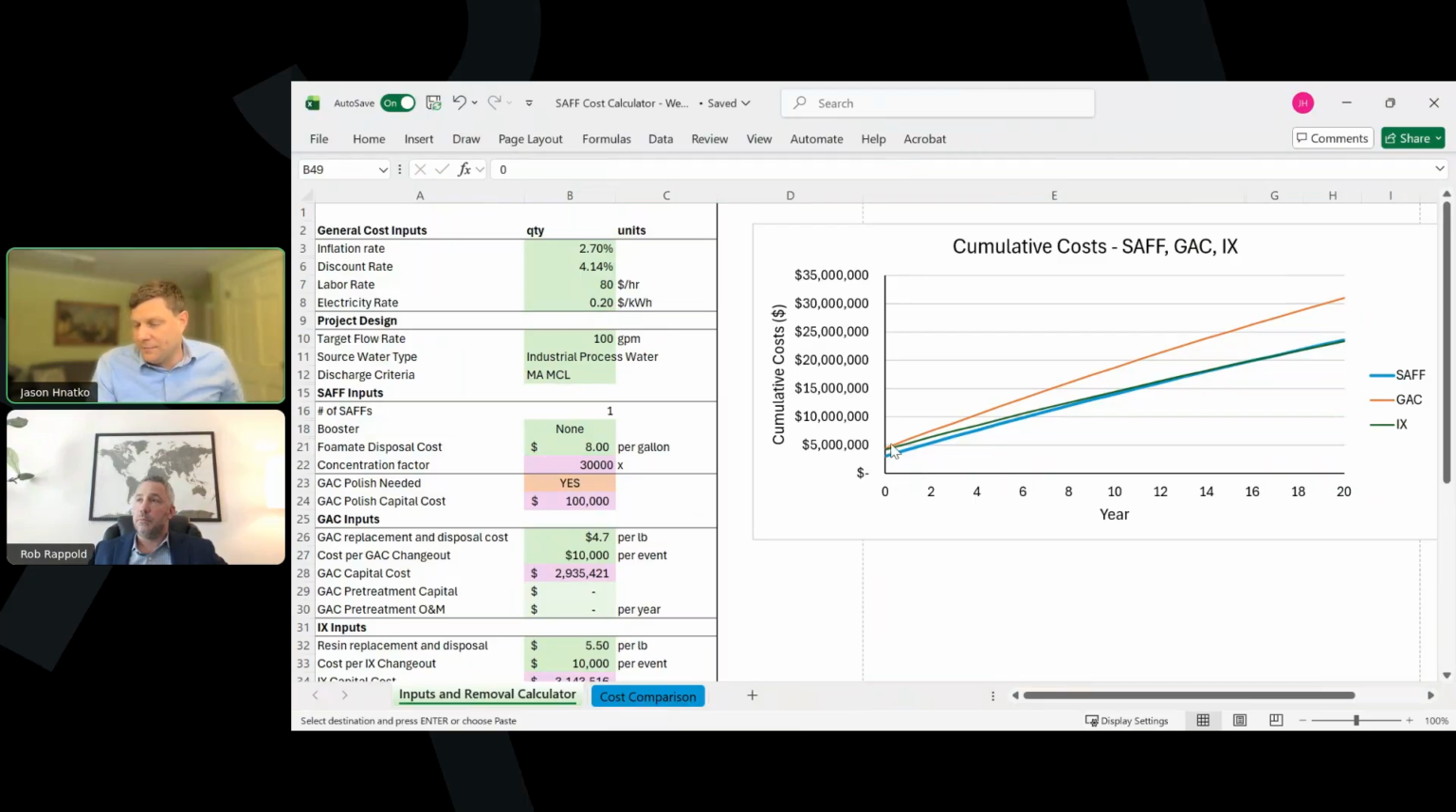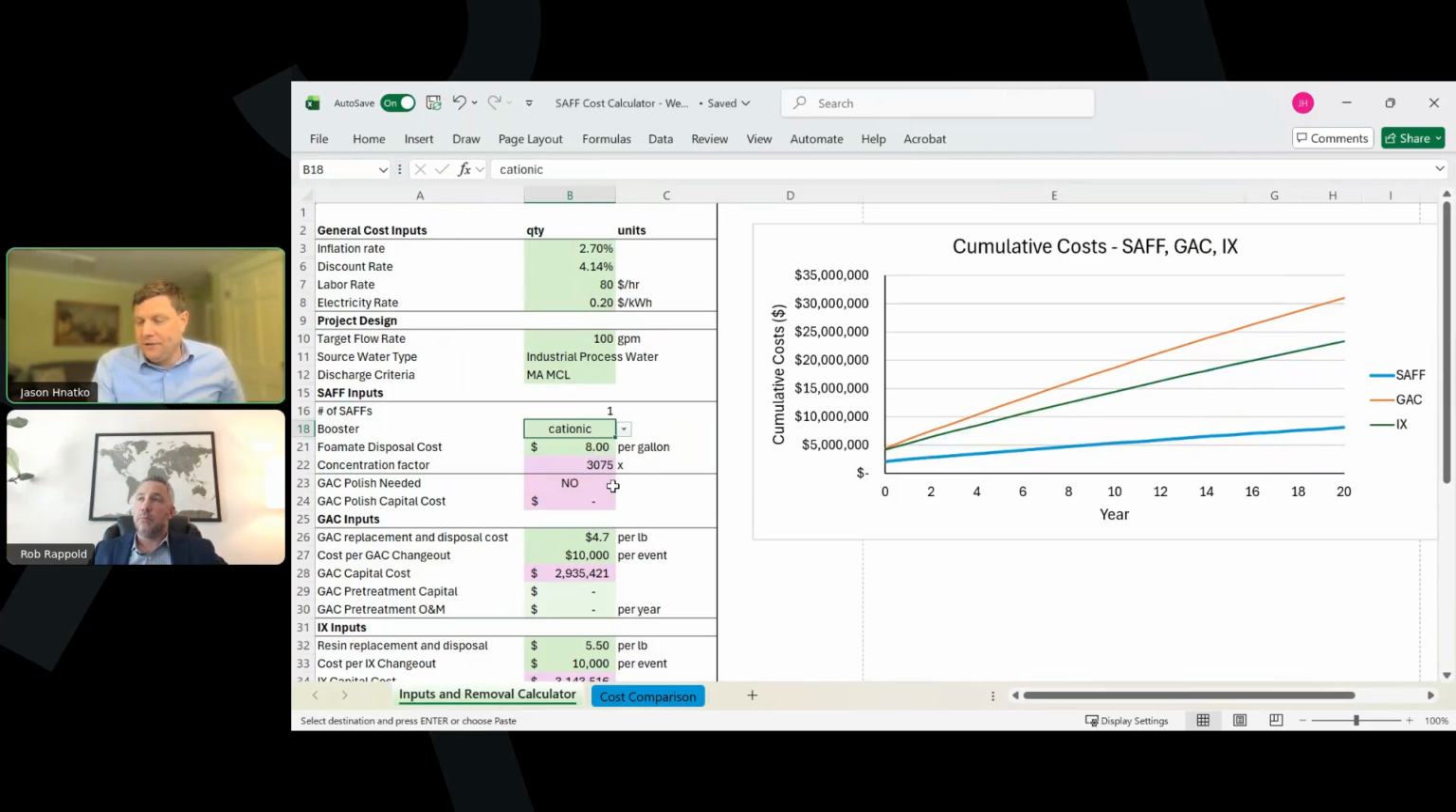I don't know what assumptions are causing the ion exchange and resin costs to start out a little bit higher, but you can see they're really all overlapping. But this was for a scenario where we're not using a booster and we have that carbon polish. So this site is using a booster and they're able to use the cationic booster.